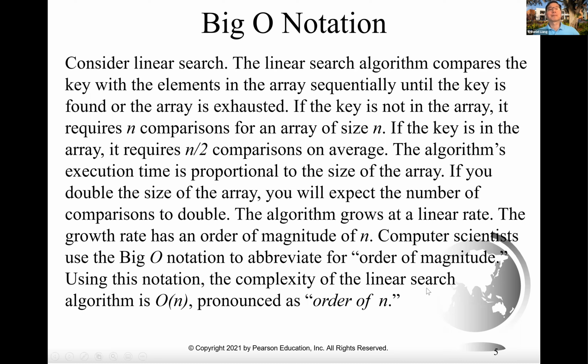So in computer science theory, we use the big O notation, which abbreviates order of magnitude. Using this big O notation, we write the complexity of linear search as order of n. This is the pronunciation: order of n. Essentially, the big O notation looks at the growth rate. So this is the linear growth rate. When you double the size of the input, the time is going to be doubled.